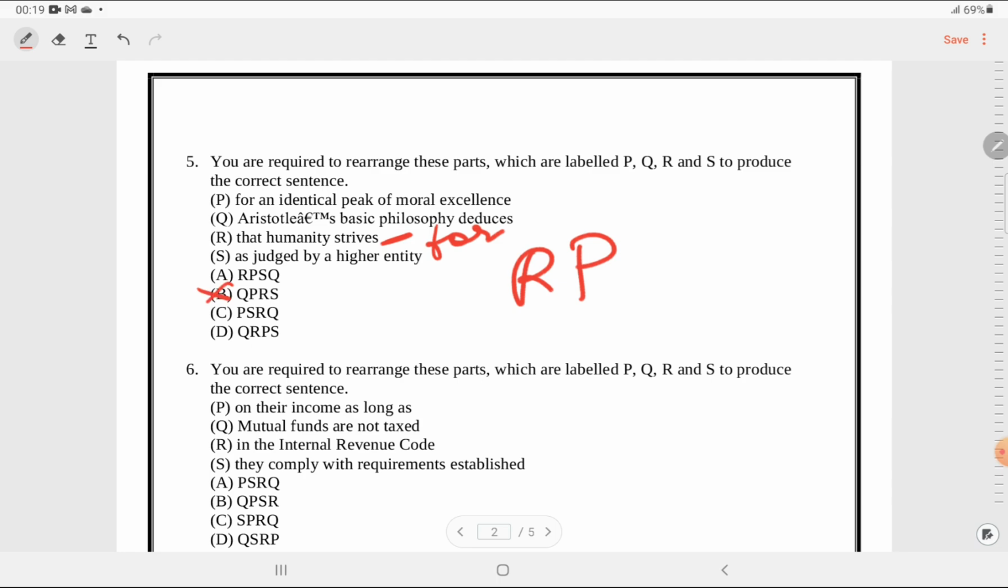Here we do not have R and P together. In C also we do not have. In D we have. अब D वाला देखते हैं कि क्या start है. It is aristocrat. The basic philosophy deduces that humanity strives for an identical peak of moral excellence as judged by higher entity. So D is the right one.